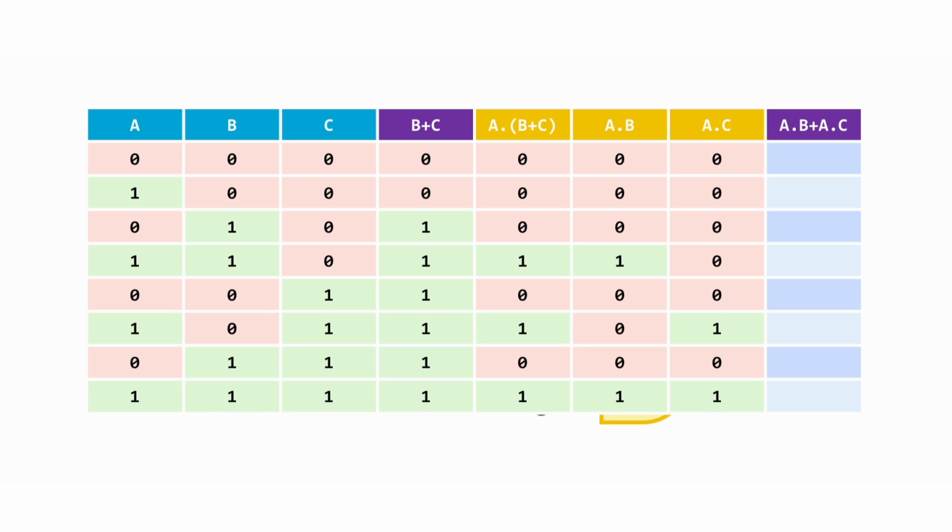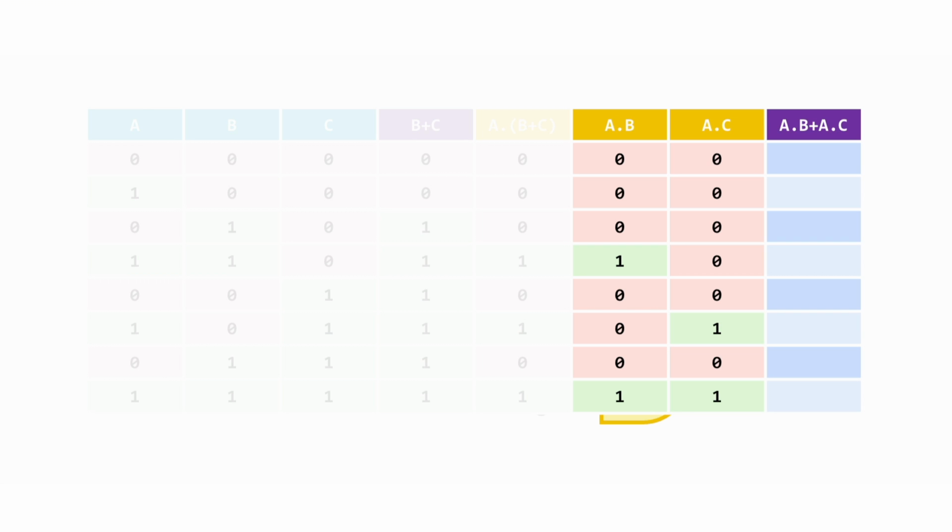Lastly, we're going to use both these columns with an OR. Remember, if there's a 1 in either column, then we'll get a 1 as an output. And if the law is true, then this column should be a repeat of A and (B or C).